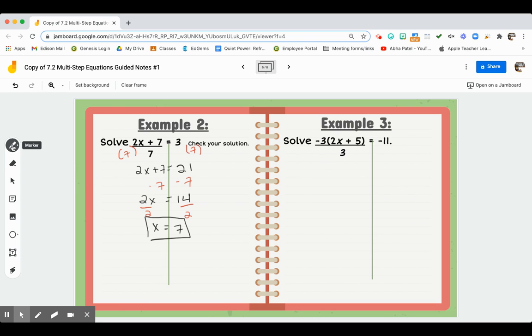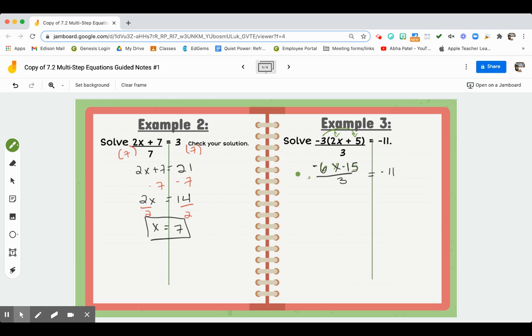What's different about this problem on the right, example 3, is that the numerator has not been simplified. You actually have to distribute first in this problem. So you're going to have negative 6x minus 15, all over 3, is equal to negative 11. And now we need to get rid of that fraction first, because that fraction bar is a grouping mechanism.